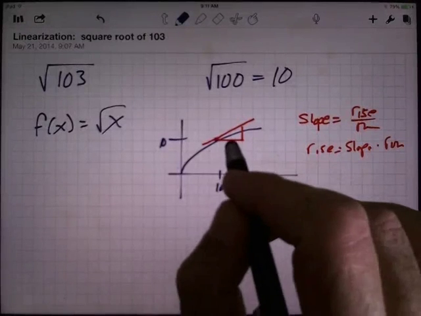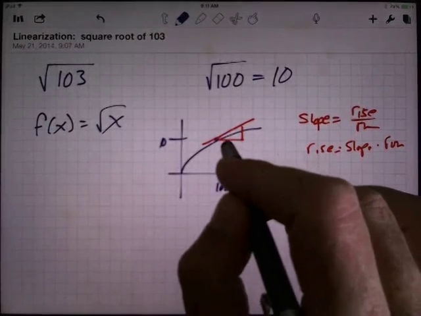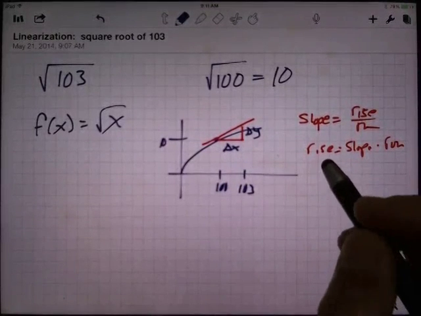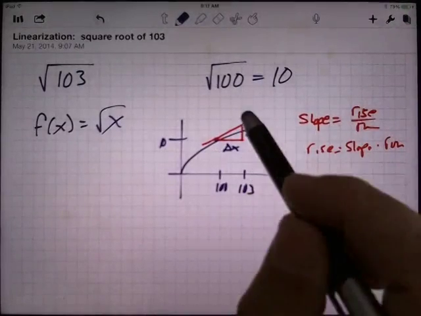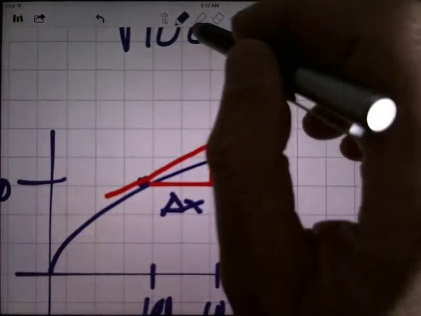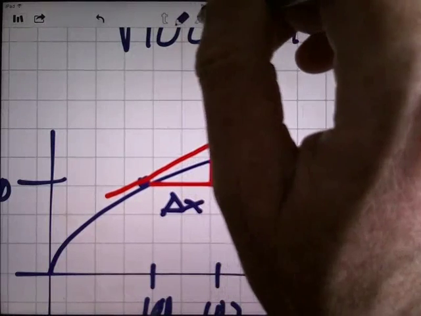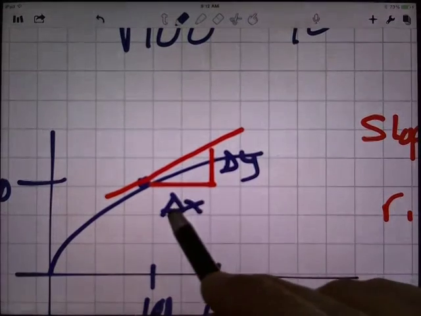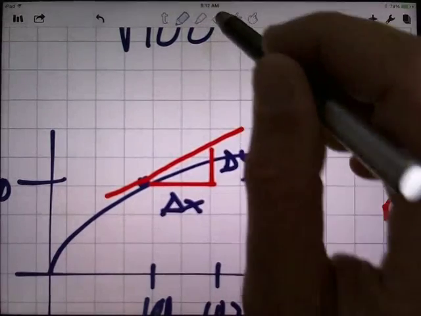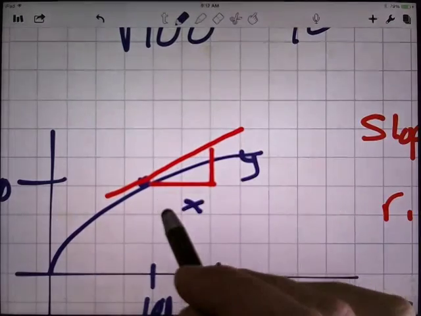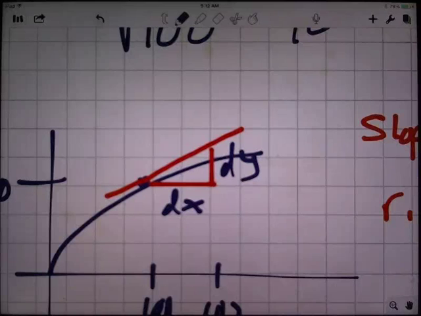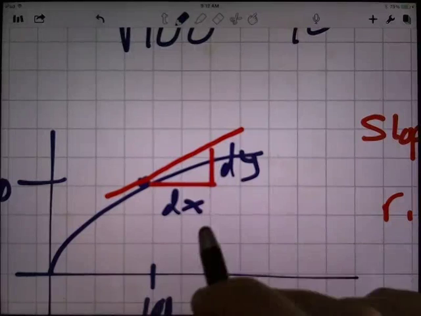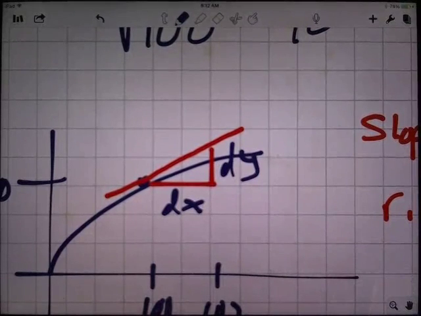Now, I'm going to use sort of calculus notation here, in that you've got a little change in x and a little change in y, and rather than using delta x and delta y, I'm going to use what I call differential notation. I want to use dx and dy, where I think of dx as a small change in x and dy as a small change in y. So how small? Well, really small.